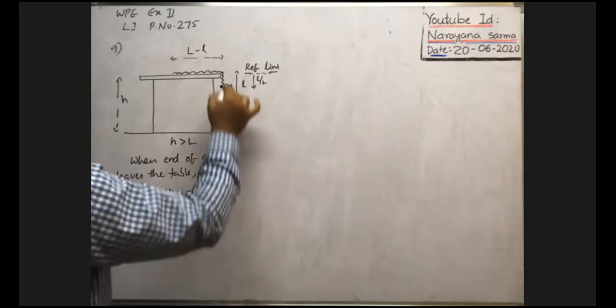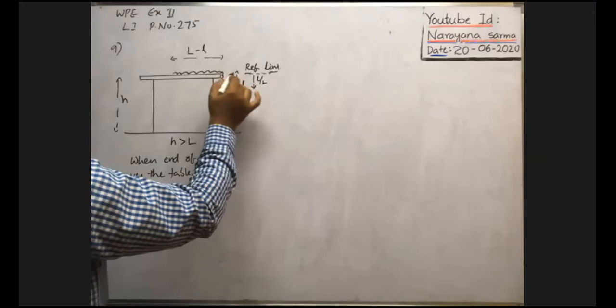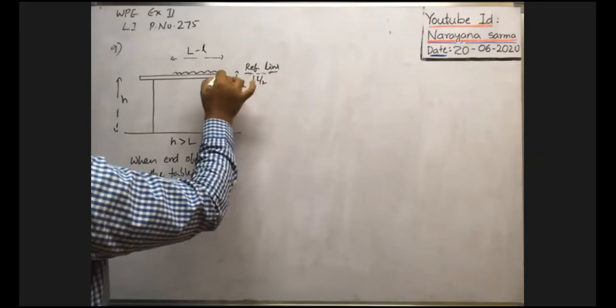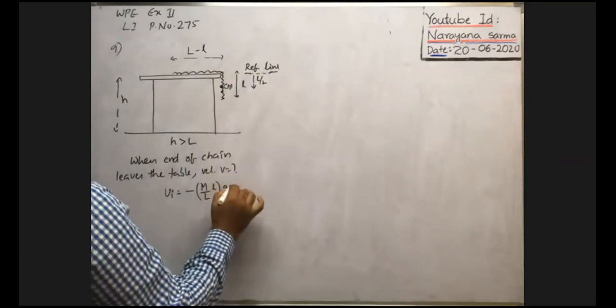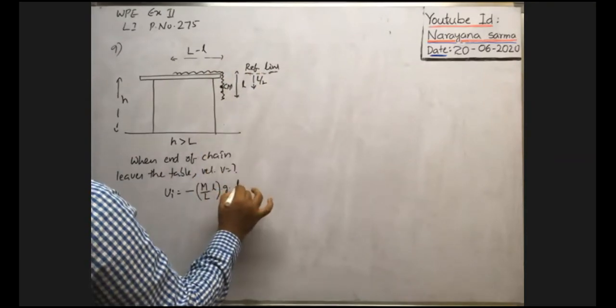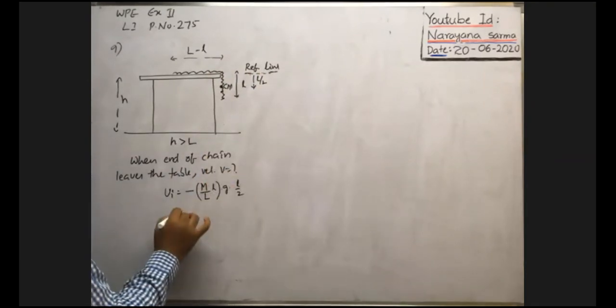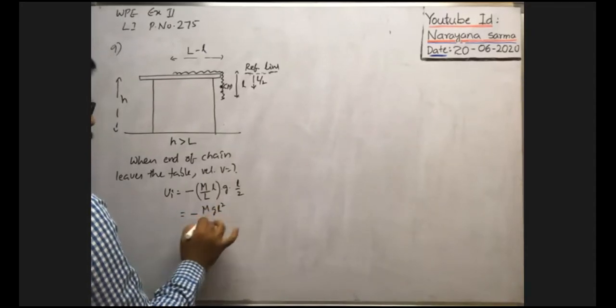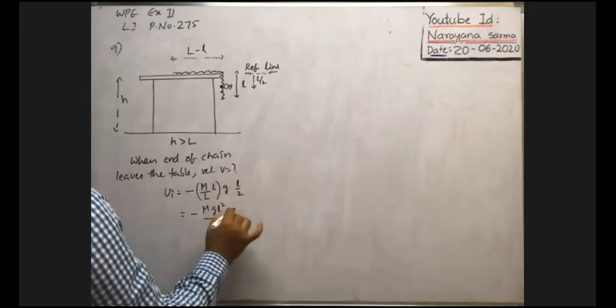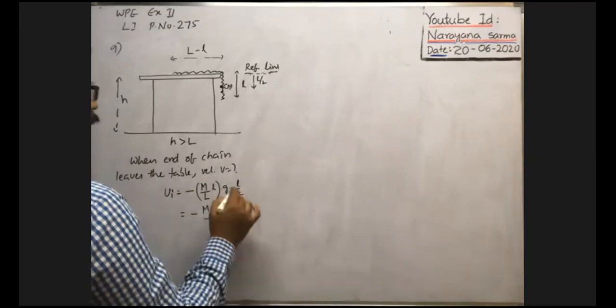h means the distance of this central mass from the reference line, that is l by 2, no? That's why into l by 2. So this is equal to minus M g l square by 2L. This is the initial potential energy of the system.